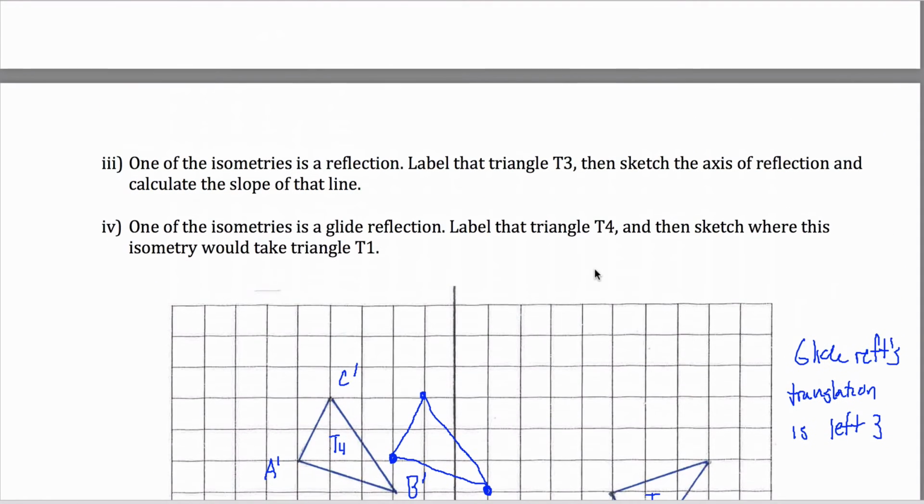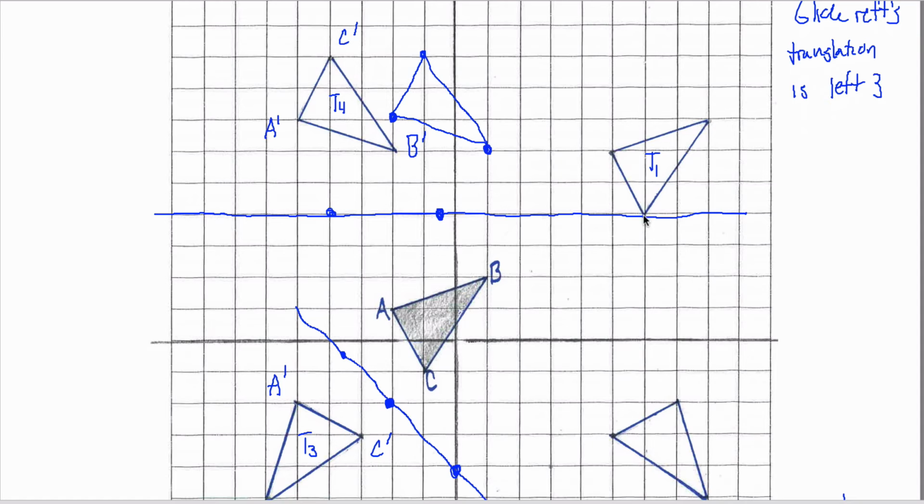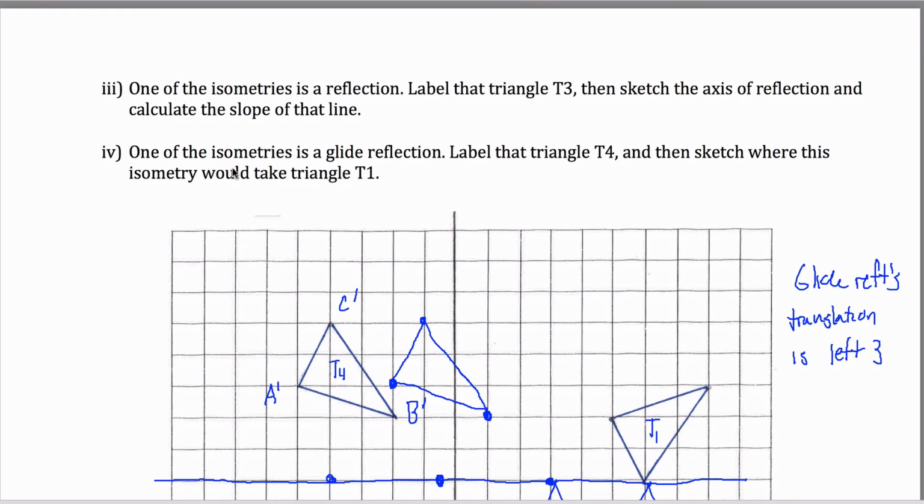So the question that's asked is, what would happen if I did that to T1? Well, here's T1. If I reflected it over this line, this point would stay here. This point would go down here. And this point, which is now 3 above, would be 3 below. I'd get this triangle, but that wouldn't be my final answer because I still need to shift that guy 3 to the left. So this goes 1, 2, 3. This goes 1, 2, 3. And this goes 1, 2, 3. And so this would be the image of T1 under that glide reflection. This is the answer to part 4.